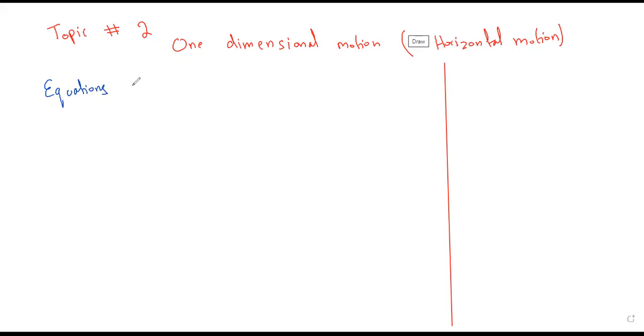All right. Okay. Equations for constant acceleration. Okay. I'll write down the equations first and then I'll explain the concept. Okay, don't worry.